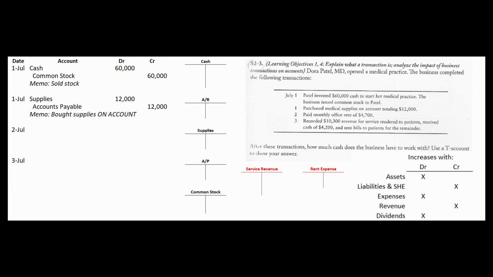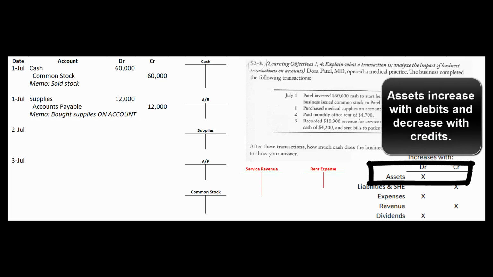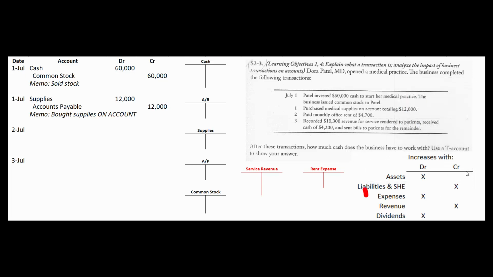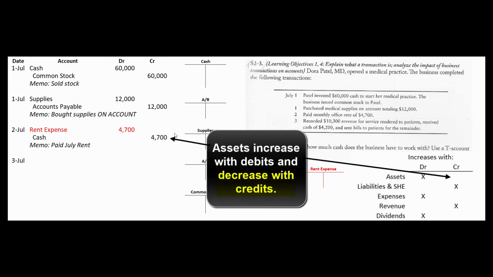The next transaction is we paid the office rent of $4,700. What's happening to cash? Is it going up or going down? It's going down, so we're going to be crediting cash. And expenses are debits, expenses are debits, expenses are debits. So we debit rent expense for $4,700 and credit cash for $4,700. Cash is an asset, so it increases with debits and decreases with credits.